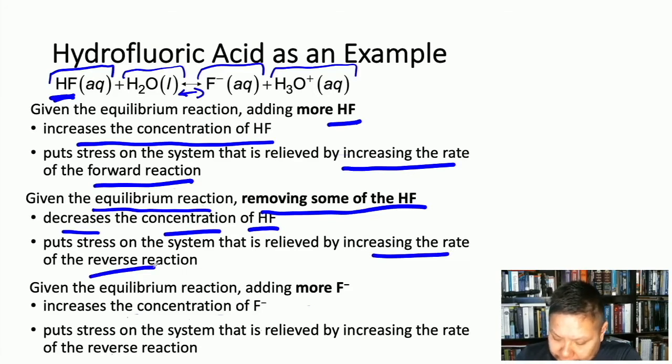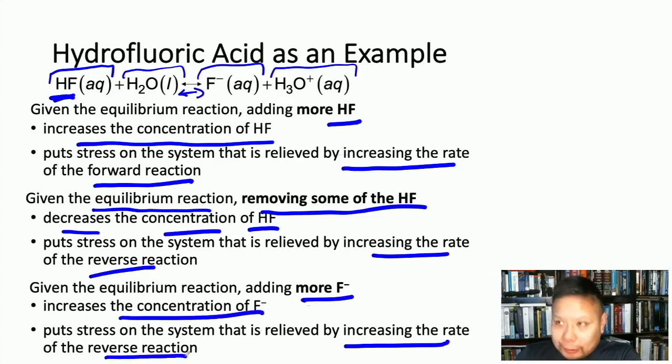Well, let's see here. So using that same equilibrium again, let's add more product, like some more fluoride ions. Well, that increases the concentration of fluoride ions. How do we relieve it? We relieve it by increasing the rate of the reverse reaction, right? So that there's less fluoride because it's being made into HF, reestablishing equilibrium, right? So that's a very basic chemical example of Le Chatelier's principle. All right.